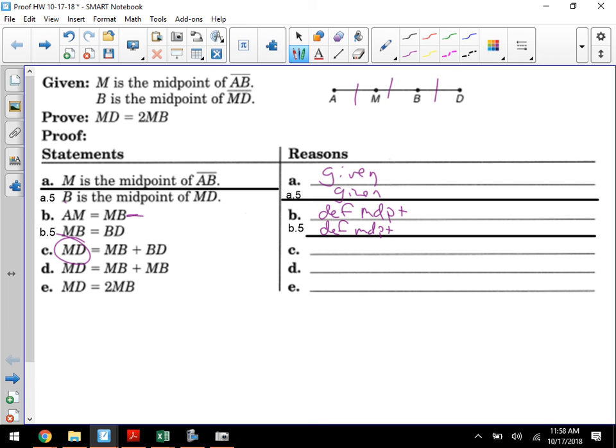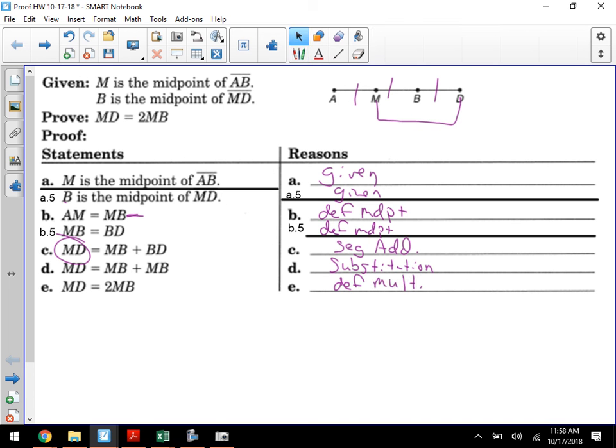Again, go to the diagram. Some of you guys did this. You went to the diagram, you saw that you had MD, and you drew that. That MD is made up of those two smaller segments, which means you used segment addition. What changed between those two? Substitution. Very good. Now remember, anytime you go from repeated addition to multiplication, just definition of multiplication.